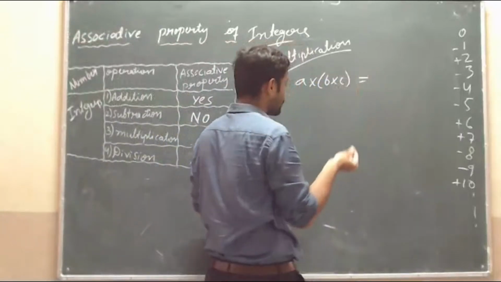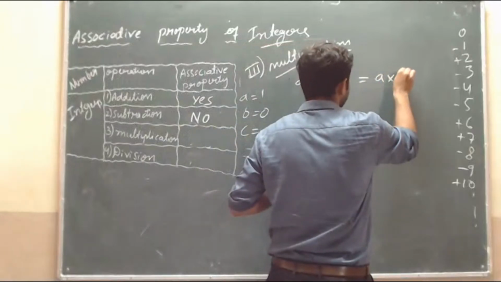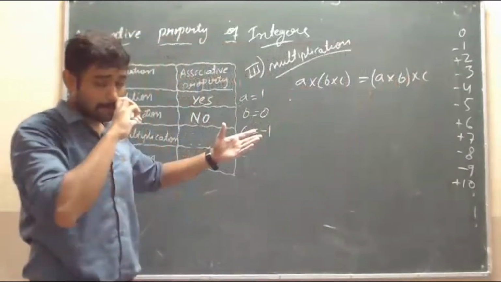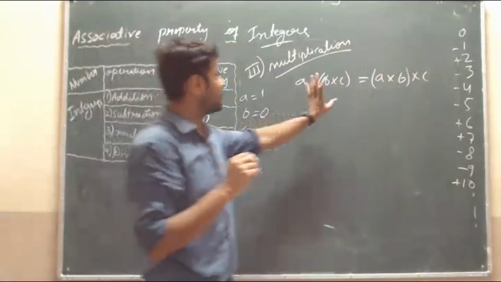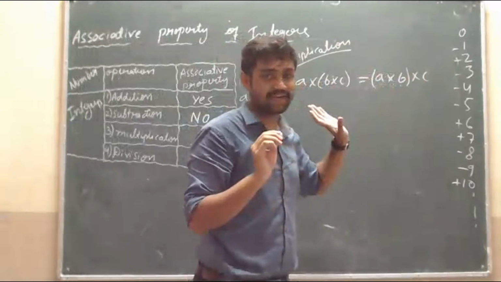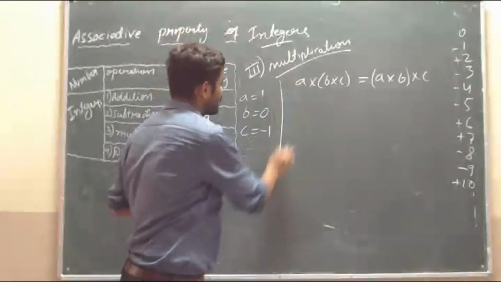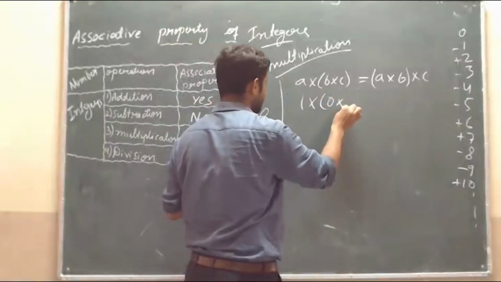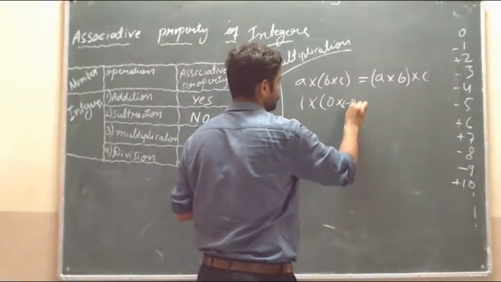It must be equal or not equal, we don't know. That is a into b into c. This is the rule. Just see here: a b c in the bracket category, a b in bracket category. Then substitute these values here. A is 1 and b is 0 and c is minus 1.